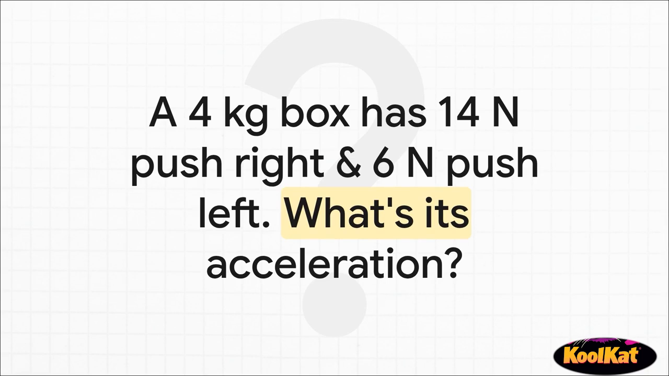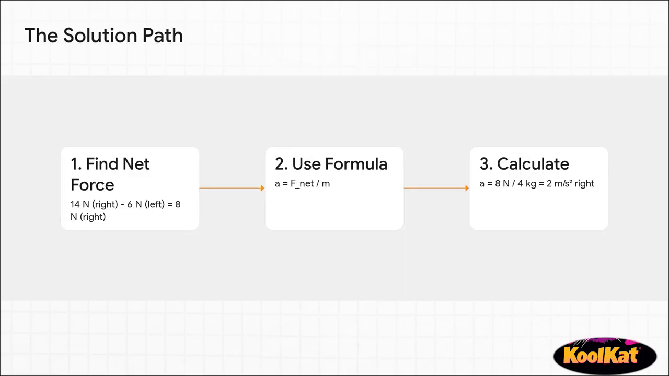All right, let's put this to work with a classic GED-style question. So you've got a 4-kilogram box, there's a 14-newton force pushing it to the right, and a 6-newton force pushing it to the left. The big question is, what is the box's acceleration? Let's use our checklist. Okay, step 1. Find the net force. We've got 14 newtons to the right and 6 to the left. So they're fighting each other. 14 minus 6 gives us a net force of 8 newtons to the right.